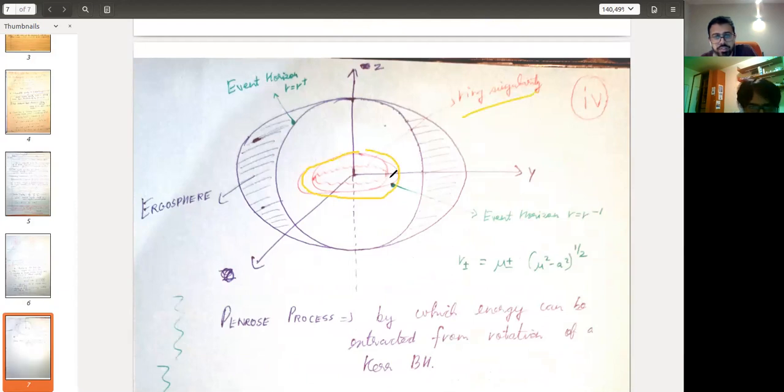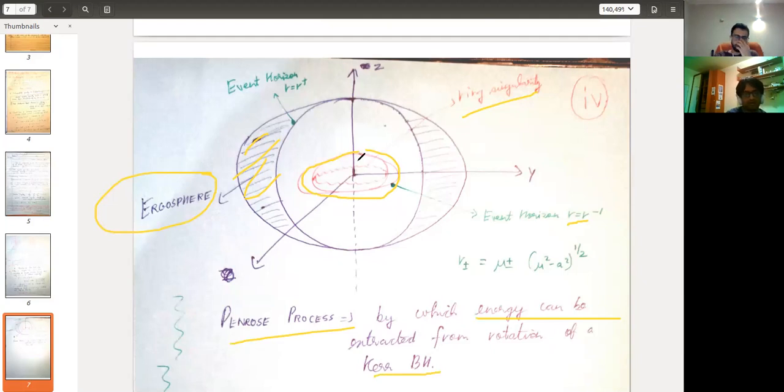Then there are two event horizons, one at r equal to r minus and one at r equal to r plus. They are there in the equation. Outside these two horizons is the region called the ergosphere. This is the region where the space-time is rotating and your magnetic fields and everything are rotating. It is here that you can have the process called the Penrose process, by which energy can be extracted from the rotation of a Kerr black hole.